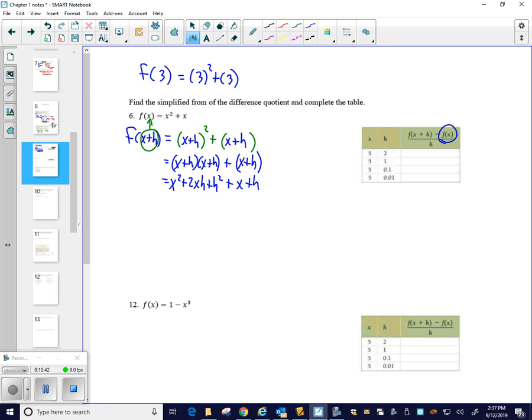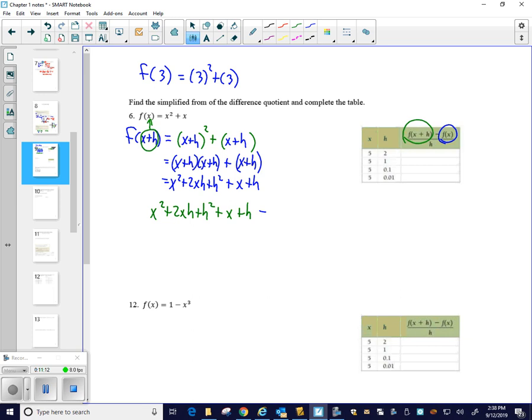So what I just did was this piece right there. Now in order to write my simplified difference quotient, I need to plug the first piece, this one, into the top. So that's x squared plus 2xh plus h squared plus x plus h. That's the f of x plus h that I circled in green. I have to subtract f of x.